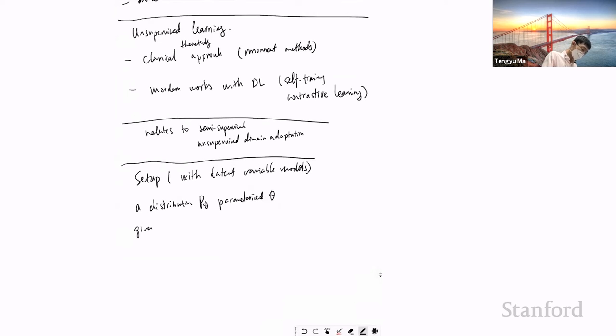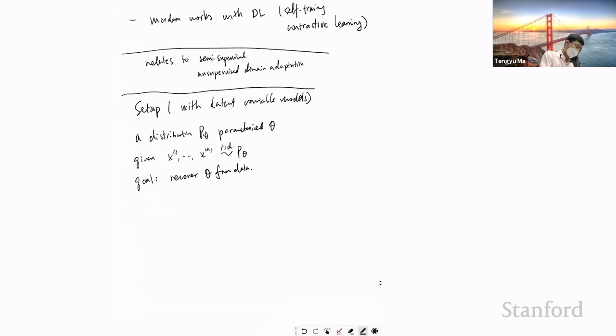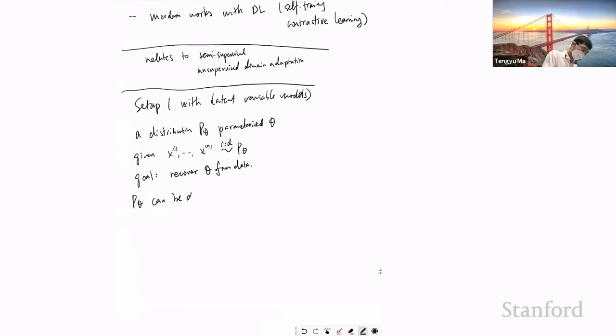And then you are given unlabeled examples. There are no labels anywhere. So you're given examples x1 up to xn. They are sampled IID from this distribution p theta. And your goal is to recover theta, or learn theta from the data. So that's the formulation. And p theta typically is described by a latent variable model.